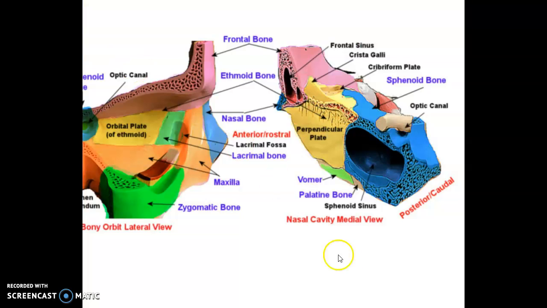So if I look at the medial view, here it is. There is the vomer. Here's the perpendicular plate. Here is the cribriform plate. There is the crista galli. Here's the sphenoid sinus. There's the vomer. And look, the palatine bone is sticking a little bit up into the nasal cavity. The palatine bone really gets around. It should be sticking up right there also, but it's not on this model.